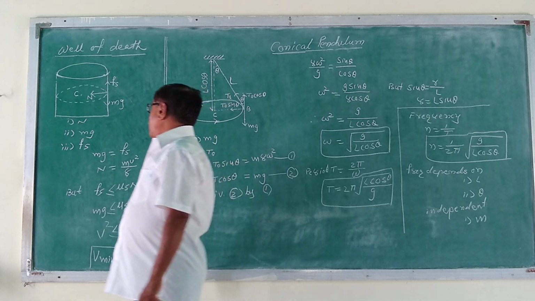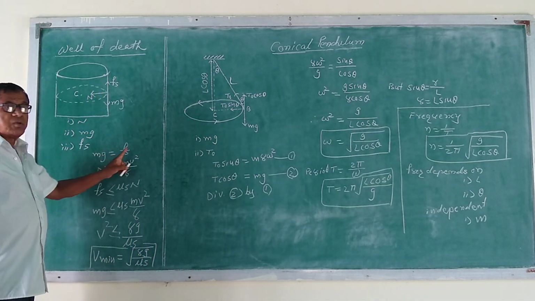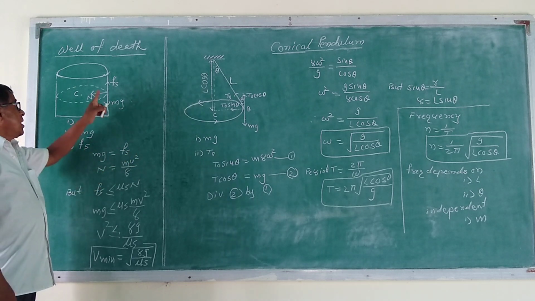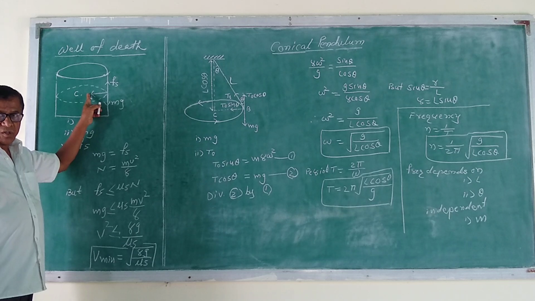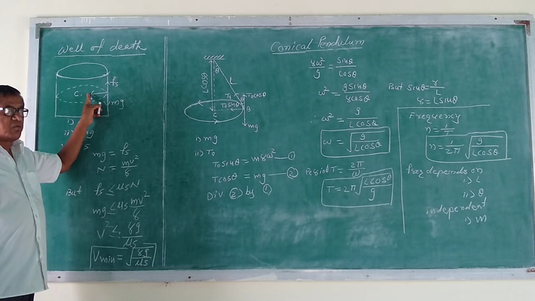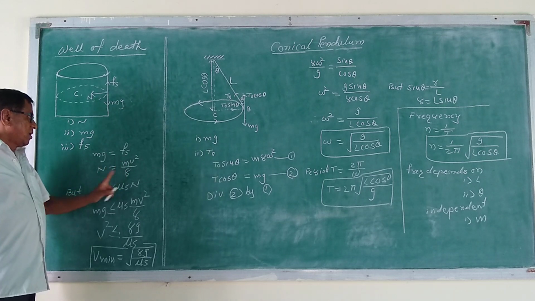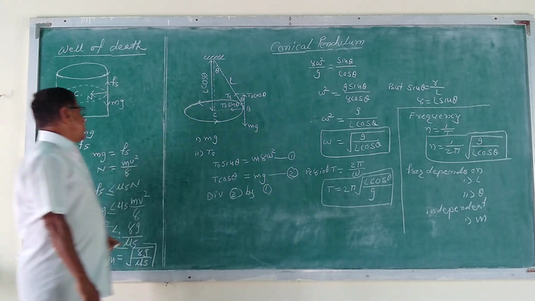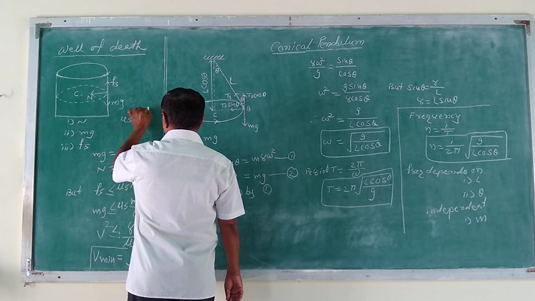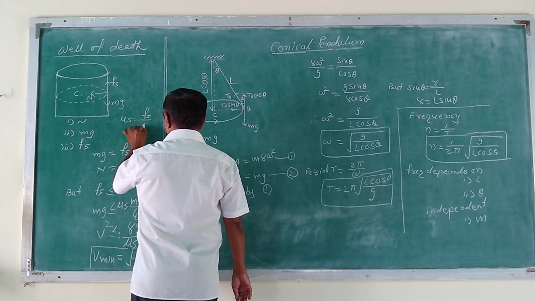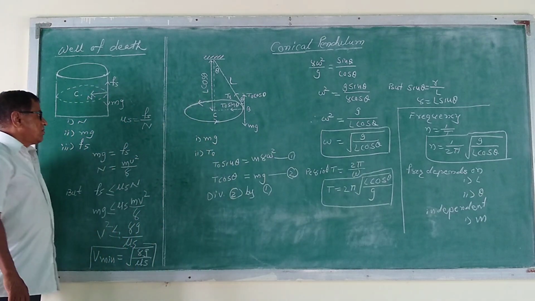Now the weight gets balanced by the force of friction, that is Mg is equal to Fs. The normal reaction supplies the necessary centripetal force, which gets balanced by the centrifugal force. N is equal to Mv square upon R. Now we know that mu s is equal to Fs upon N, that is the coefficient of static friction is equal to Fs upon N.